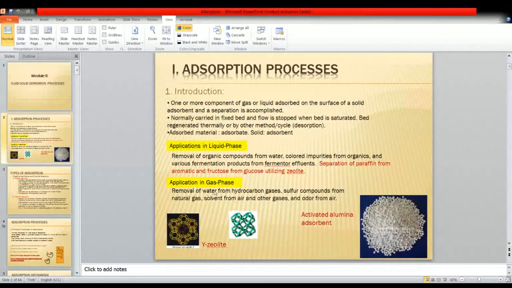Then applications in the gas phase. Removal of water from hydrocarbon gases. Then sulfur compounds from natural gas. This is a very important process in a gas treatment plant where you are taking gas out of the earth. It contains a lot of sulfur. The gas, or usually the petroleum which comes out from the ground, contains a lot of sulfur. So this must be removed immediately. Natural gas contains sulfur, and it can be removed by the adsorption process.